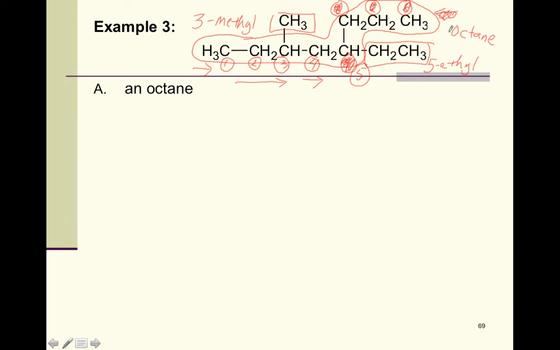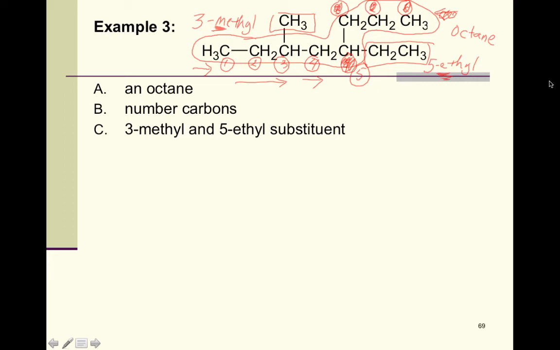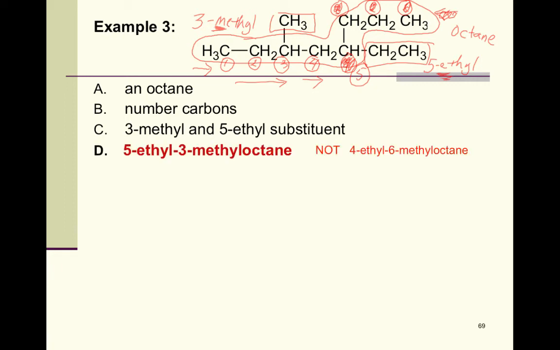Well, on a previous example, we learned to list these. We do them alphabetically, not by the numbers, but by the letters alphabetically. This is the letter M, and this is the letter E. Which one comes alphabetically first? E. So let's take a look at the full name. 5-ethyl 3-methyl octane. It is not a 4-ethyl 6-methyl octane. That would be numbering in the wrong direction.